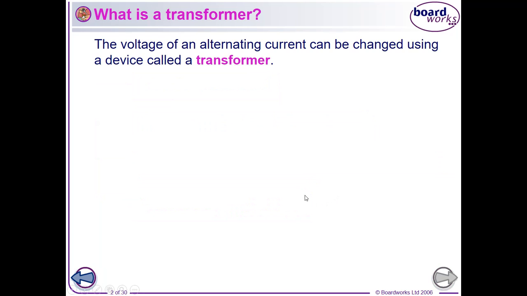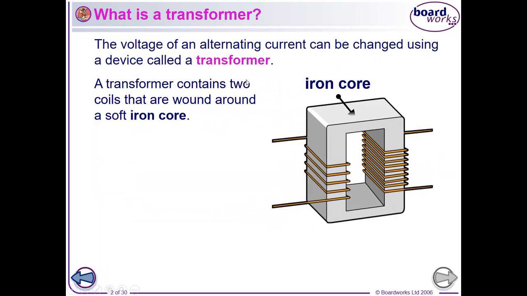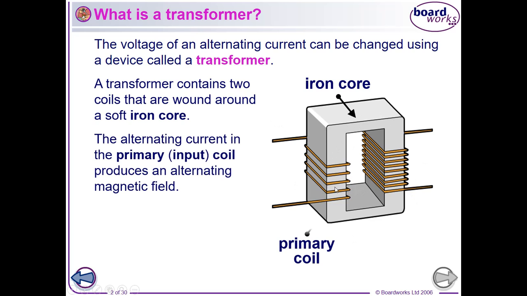The voltage of an alternating current can be changed using a device called a transformer. In a transformer, we've got two coils wound around a soft iron core. The alternating current, and it always has to be alternating current, in the primary coil produces an alternating magnetic field. If it was direct current, the magnetic field would be like a bar magnet and it would be stationary. But the alternating current makes an alternating magnetic field which moves.